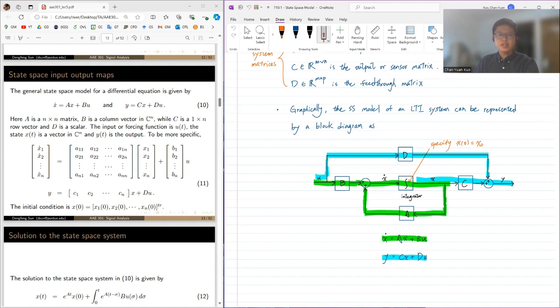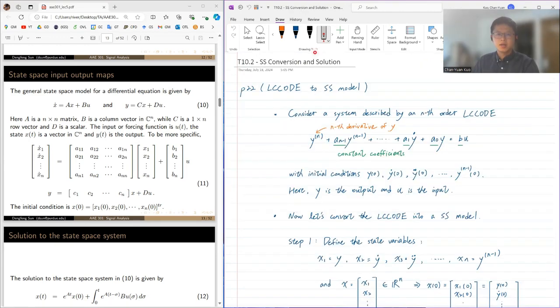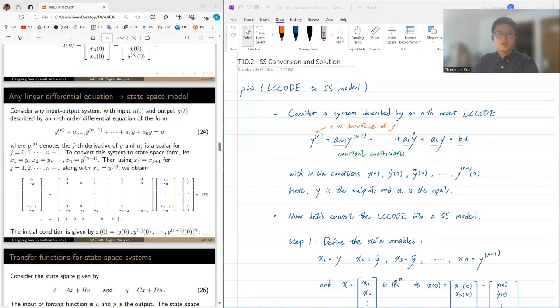Okay, this is the end of the introduction to the state space models. Now let's move on to the next section, the conversion between representations of a linear time invariant system. Let's start with the conversion from an LCC ODE to a state space model. Specifically, we will look at an nth order LCC ODE with n initial conditions. Here, y is the output and u is the input.